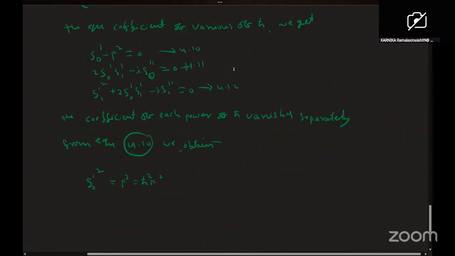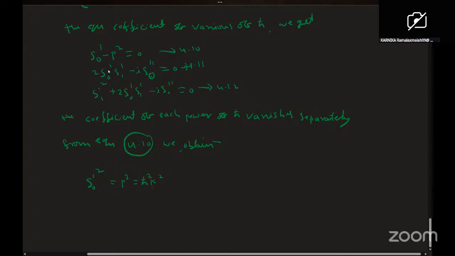Finally, we'll take the three equations, that is psi naught dash minus p square is equal to 0, that is equation 4.10. This is also the same for 4.11 and 4.12. The coefficient of each power of h dot gives a separate equation. We will take the 4.10 equation.